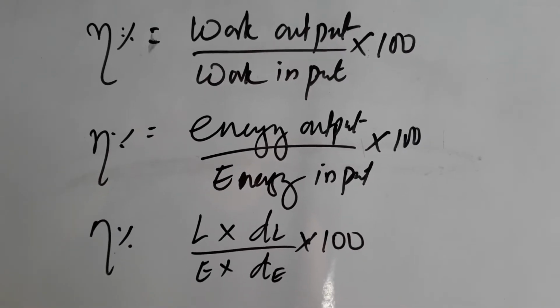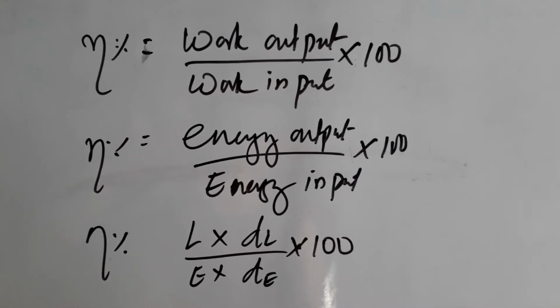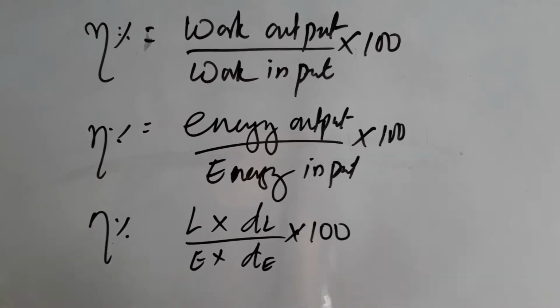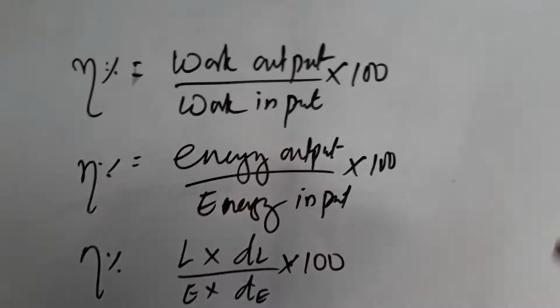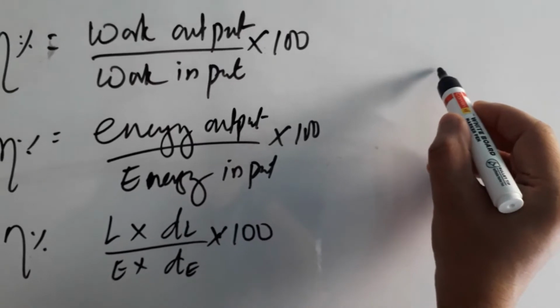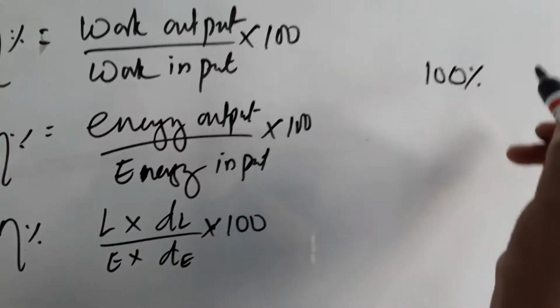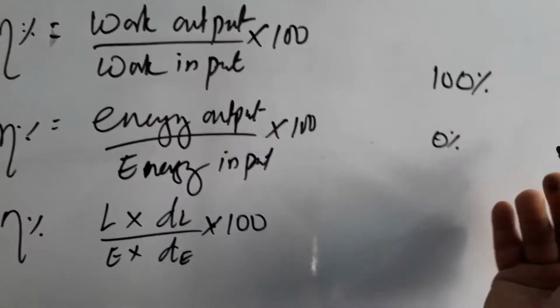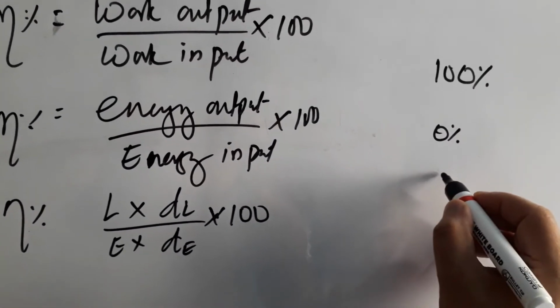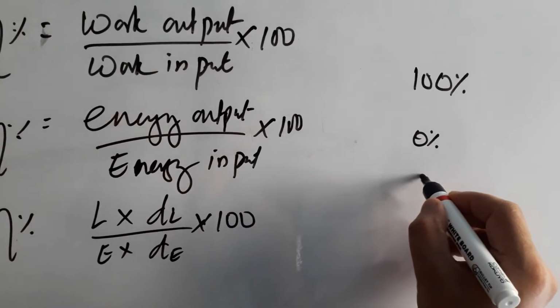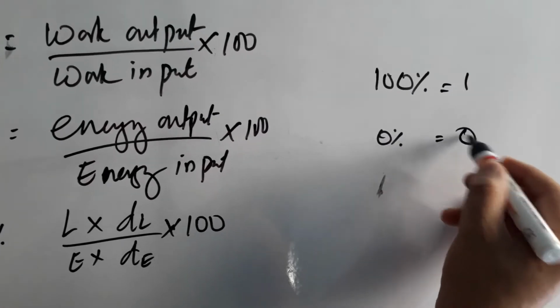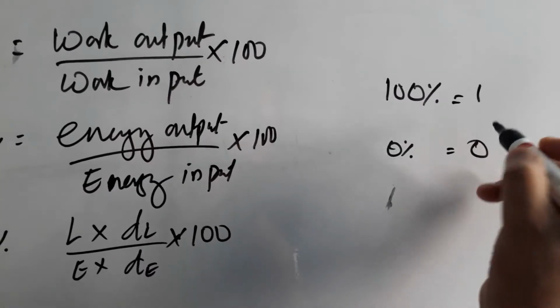The next one is efficiency. Now efficiency is to calculate how efficient the person is or how efficient the machine is. If efficiency is in terms of percentage, then 100% efficient machines are highly efficient, and 0% is not efficient at all. Now in case of fraction, if we have the efficiency value of 1, then 1 is equal to 100%, and 0 is equal to less efficient, 0% in case of fraction.